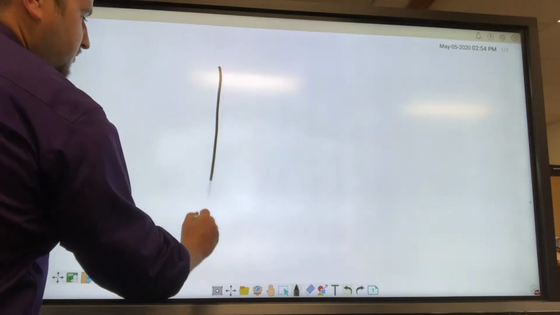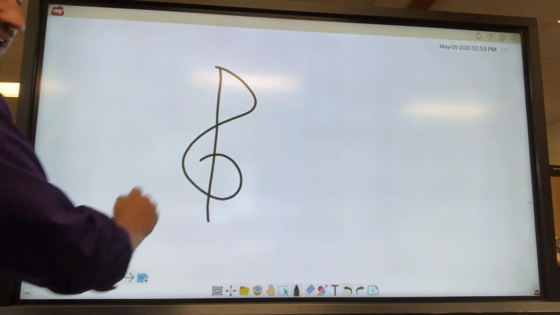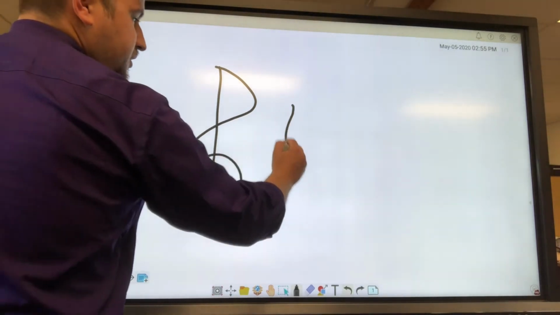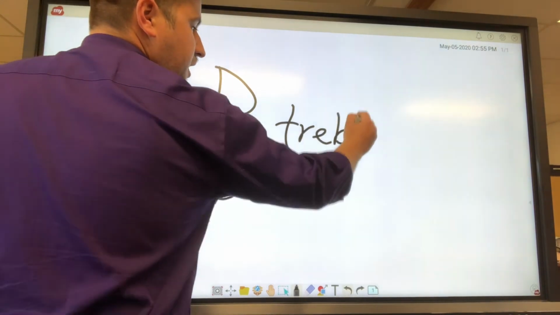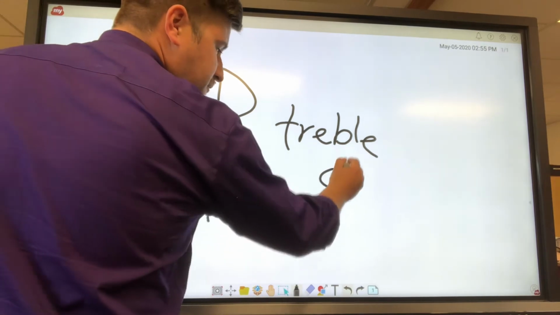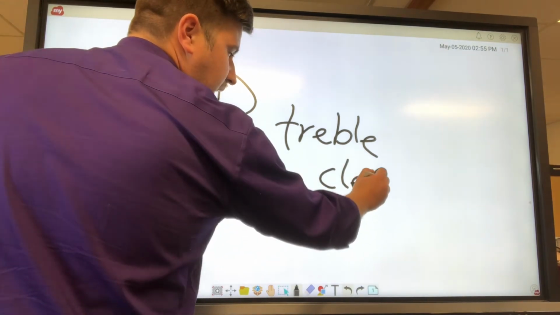Here we go. Take 5 seconds and tell me what this is. That's right, it's a treble clef. I'll write it down for you. Treble. Why do I harp on this so much? We'll talk about that later. Treble clef, that's right.